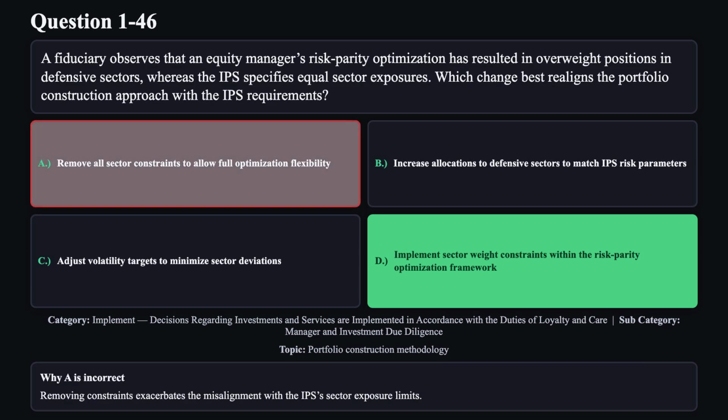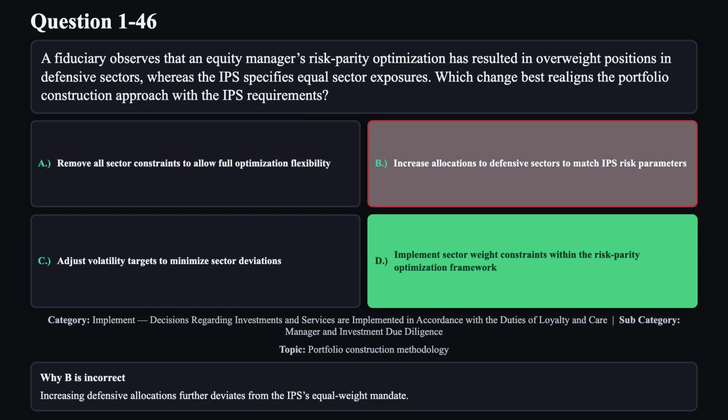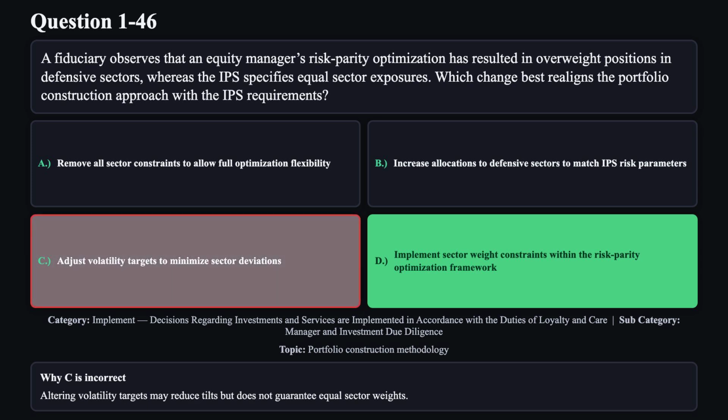Reason A is not correct. Removing constraints exacerbates the misalignment with the IPS's sector exposure limits. Reason B is not correct. Increasing defensive allocations further deviates from the IPS's equal weight mandate. Reason C is not correct. Altering volatility targets may reduce tilts but does not guarantee equal sector weights.